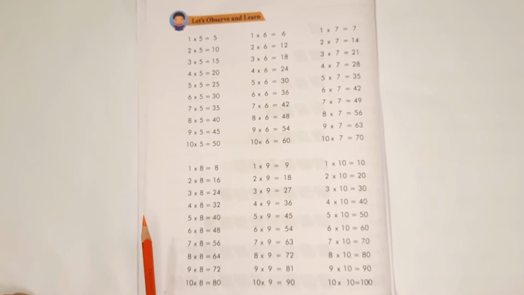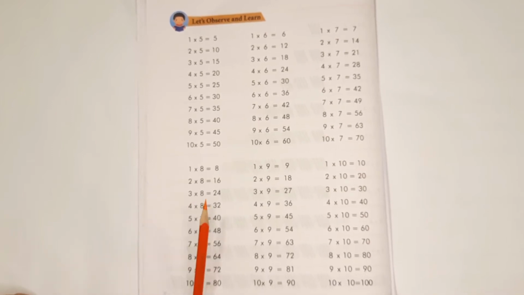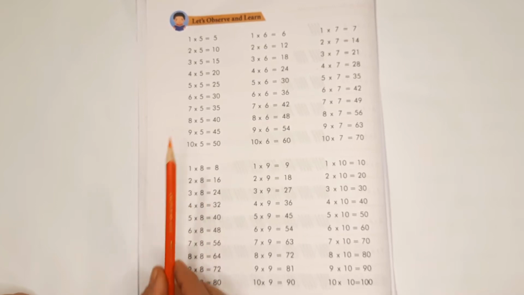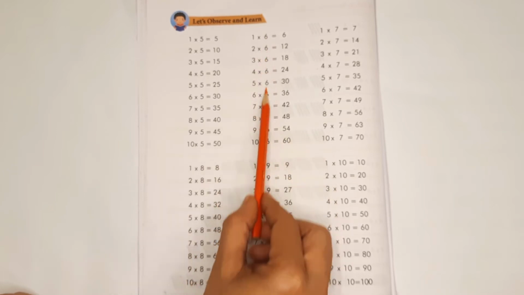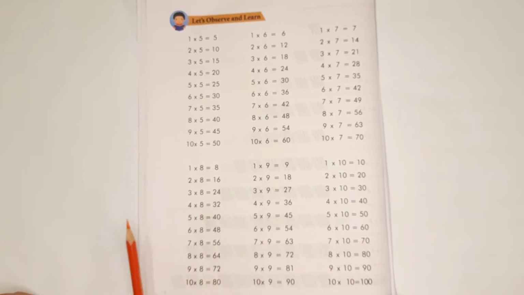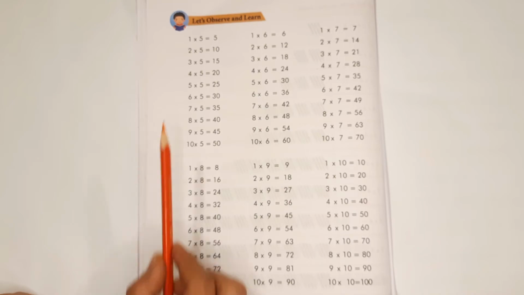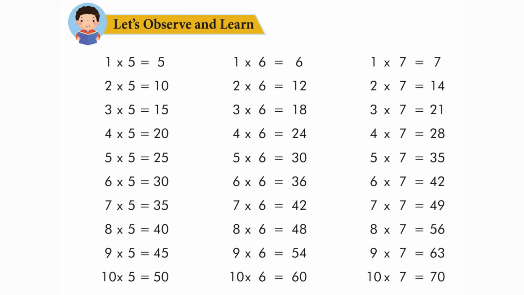What do you see? Another set of multiplication tables. This is the table for 5. This is the table for 6, 7, 8, 9 and 10. So you are learning the multiplication tables up to 10, from 1 to 10. Let's see the 5. 1 into 5 is 5. 2 into 5s are 10. 3 into 5s are 15.